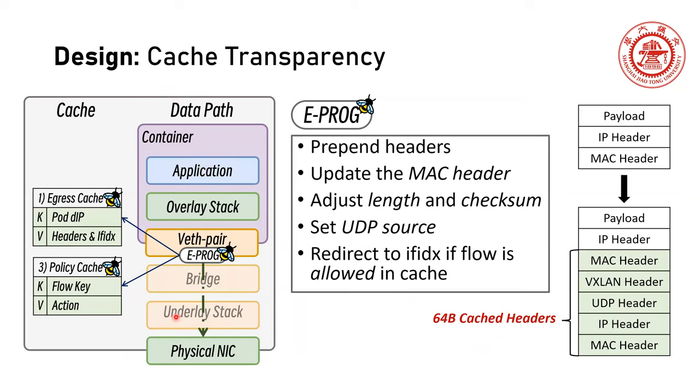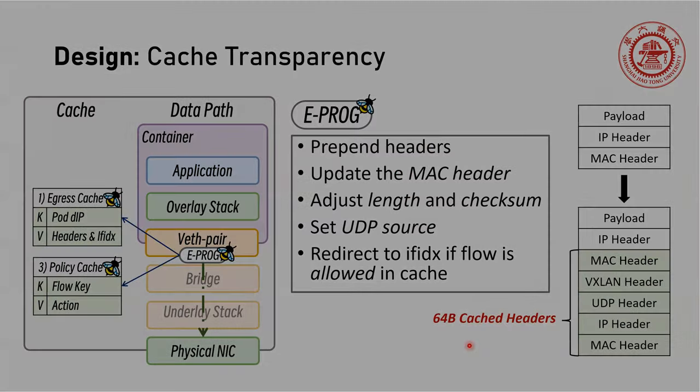network. On the egress path, we hook the egress program on the host side of the veth pipe. Here, the program curates the cache and handles the egress packets from the containers. It processes the packets in the following steps. First, it prepends 50 bytes of outer headers to the packets to make them VXLAN-like packets, and then updates the inner MAC header, as shown here.